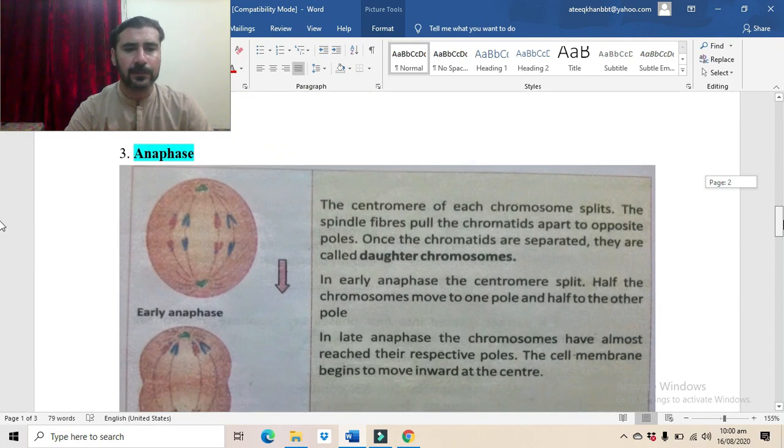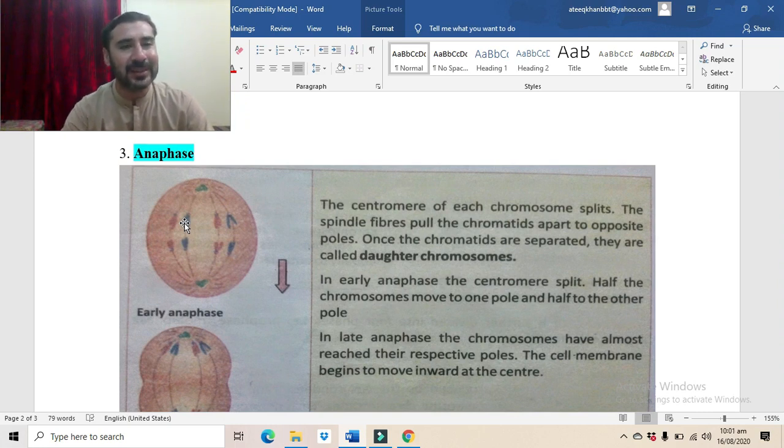Now anaphase. During the anaphase, what will happen? The spindle fibers which are already attached with the chromosomes will pull the chromosomes toward opposite ends. But before that, the centromere will split. As a result, the two chromatids will be separated. Now we will consider those chromatids as daughter chromosomes, and they will be pulled toward the opposite poles.